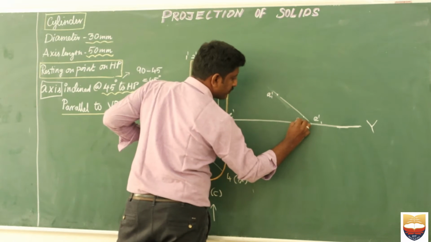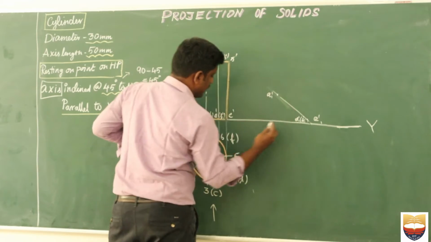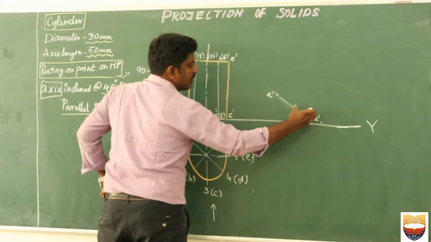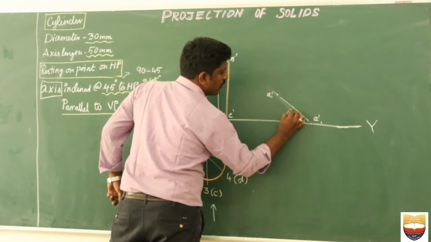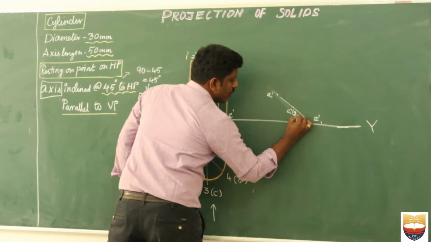Here I have my D1 dash, within the bracket F1 dash. So from E to C, you can see E to C. So this point is C1 dash, within the bracket it is G1 dash.